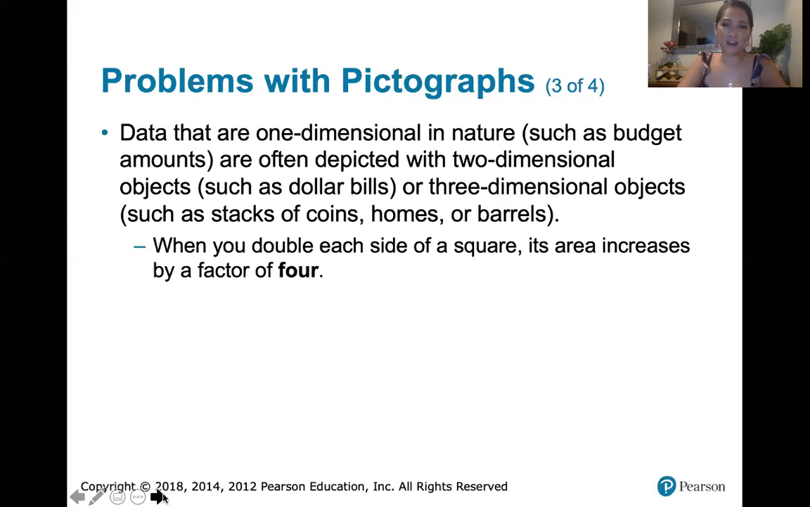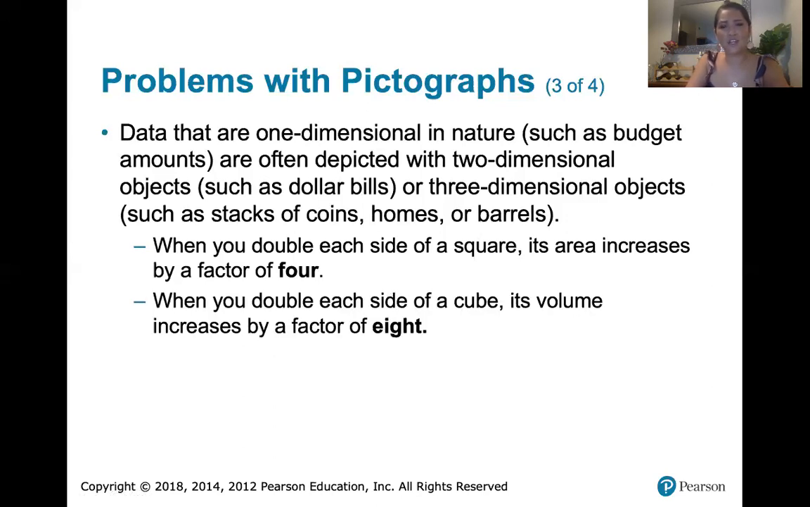So let's say we have a square and we double each side. Its area would then increase by a factor of 4. We don't double the area when we double the length of the side of a square. We actually multiply that area not by 2, but by 2 squared, because that's what happens when you're computing areas. You're squaring those two dimensions. You're multiplying one dimension by another dimension. So when we intend to double something, we're actually increasing the area by a factor of 4. So that's why we shouldn't use something that's two-dimensional to represent something that's one-dimensional.